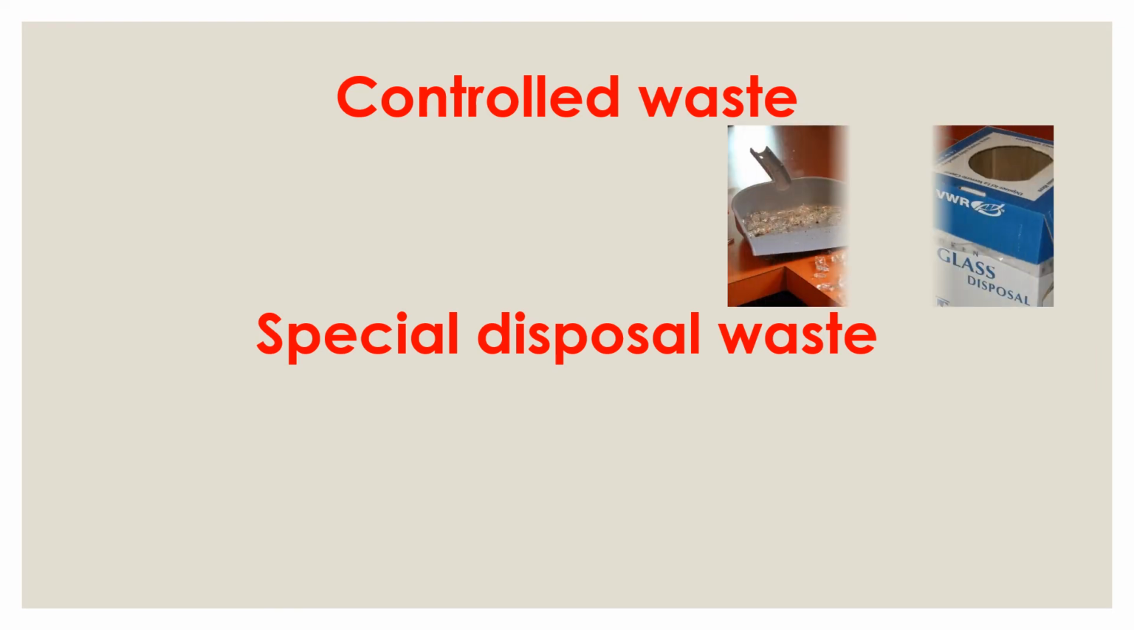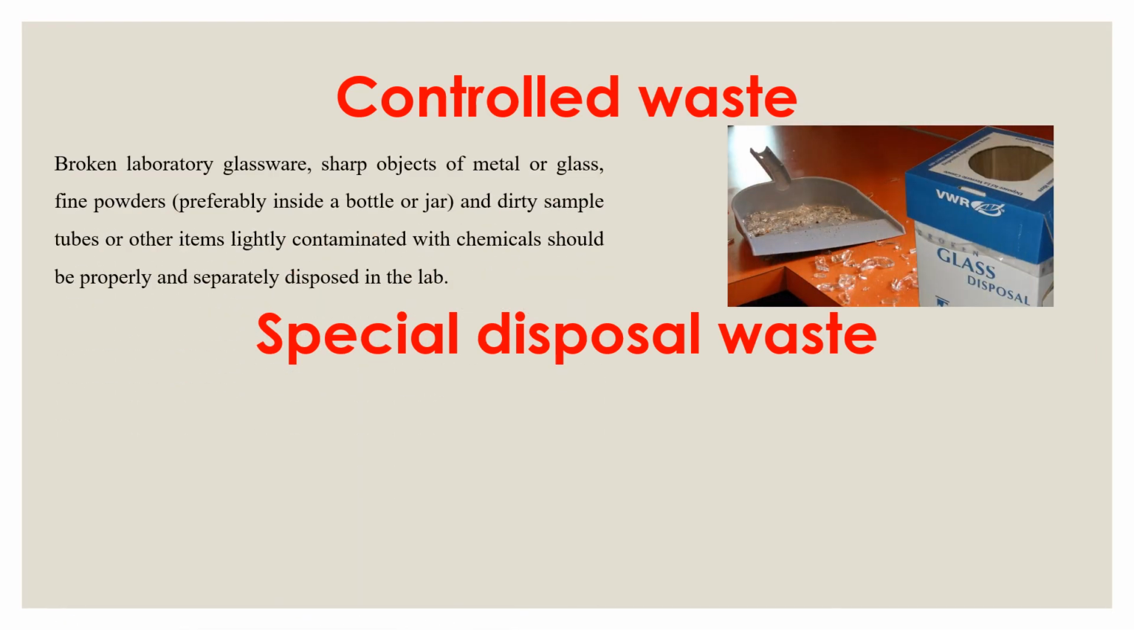Controlled waste. These are examples such as sharp objects of metal, fine powders, any dirty sample tubes or any lightly contaminated chemicals. So these materials should all be disposed of in a controlled manner, kept in a properly labeled bin.